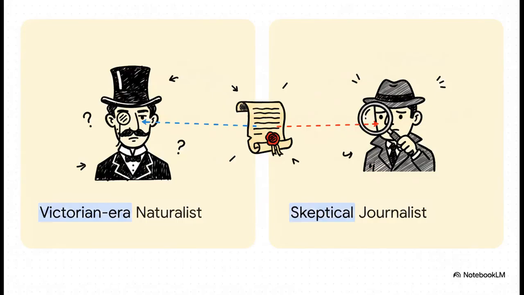And this brilliantly illustrates the power of that persona constraint. If you ask an AI to describe an event as a Victorian-era naturalist versus a skeptical journalist, you are forcing the AI to look at the exact same set of facts through entirely different lenses. It fundamentally changes the vocabulary, the tone, and the angle of the entire output. It's a real game changer.